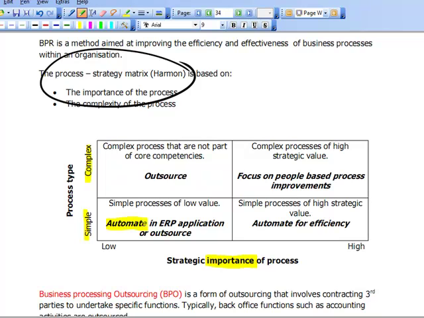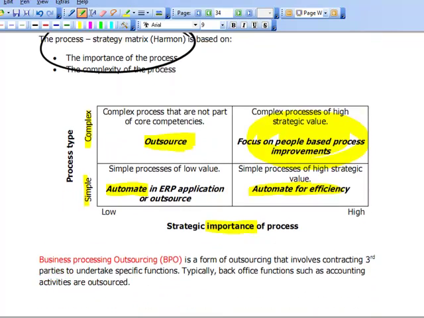If it's low importance but high complexity, let's outsource it. Make use of experts outside the business. If it's of high importance, simple process, we need to automate for efficiency. And then the final one we've got is to focus on people-based improvements at the top, if it's of high importance and high complexity. So that's a very quick overview of Chapter 6.